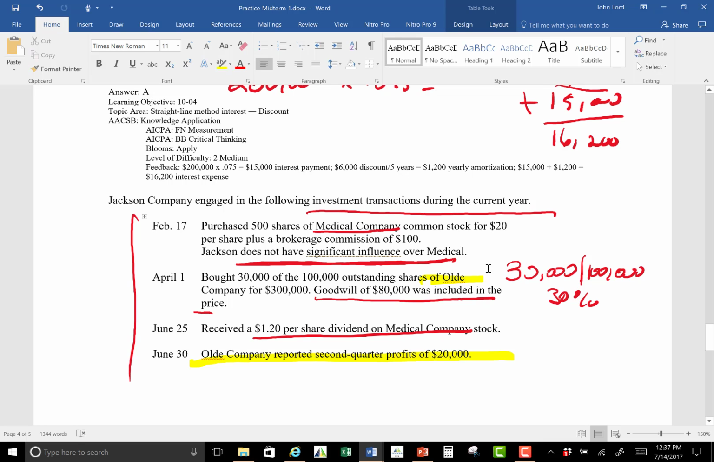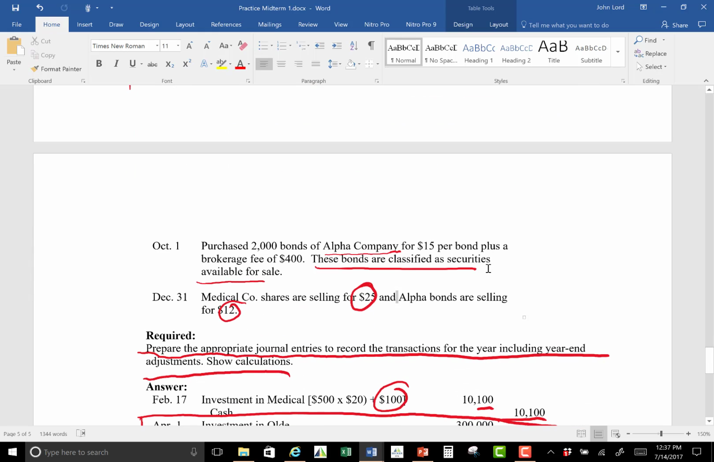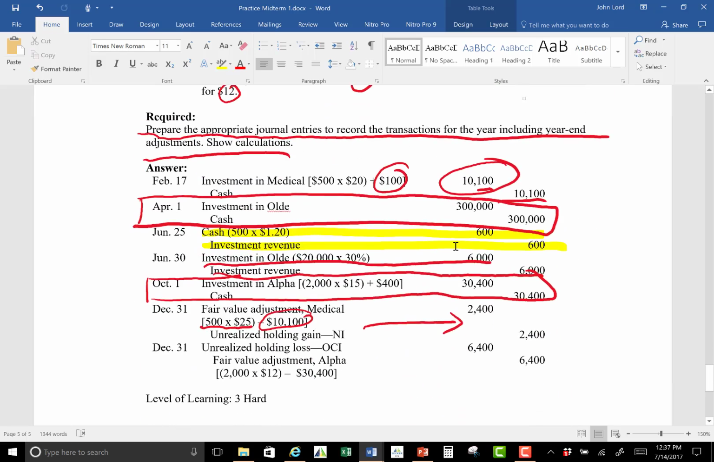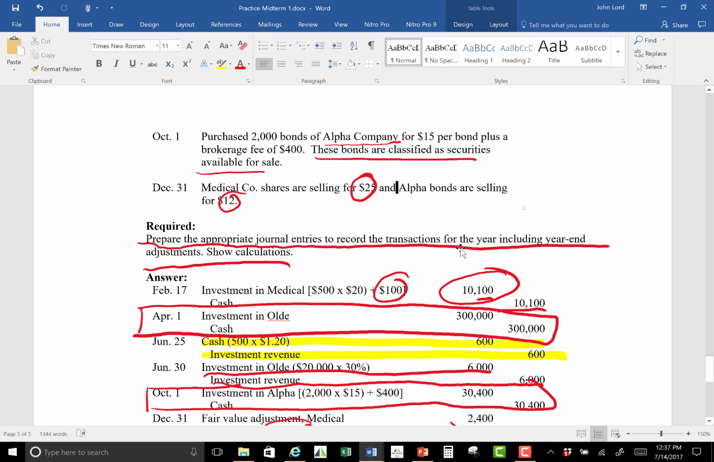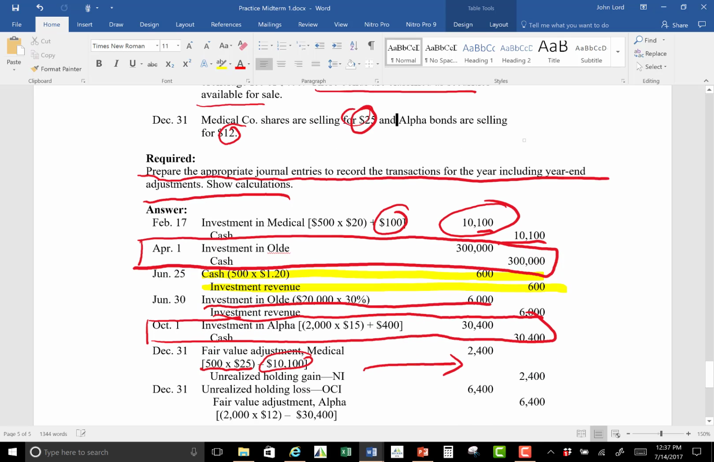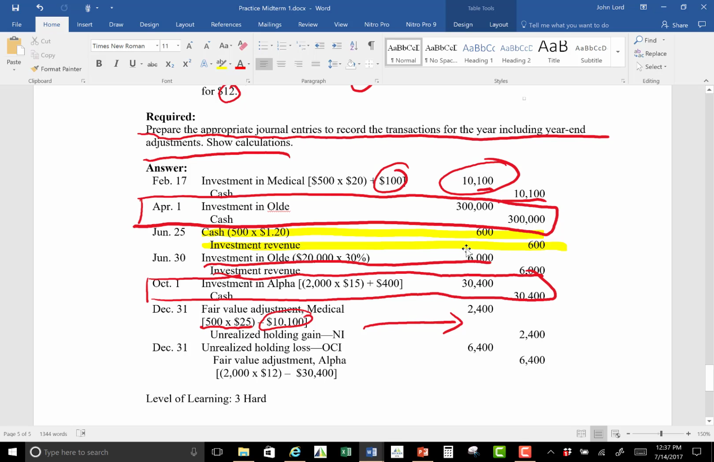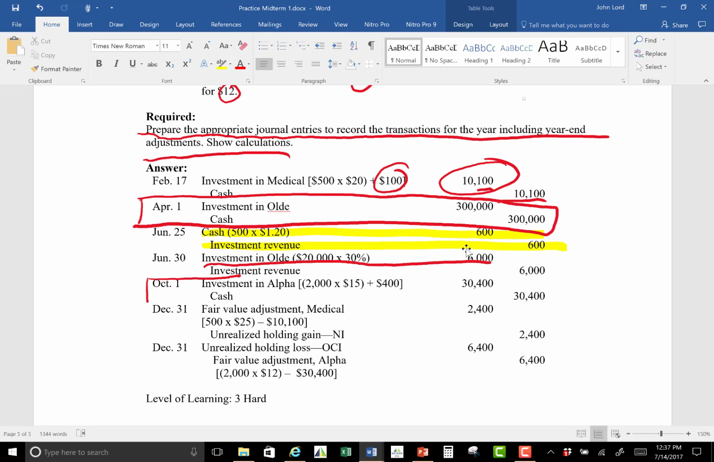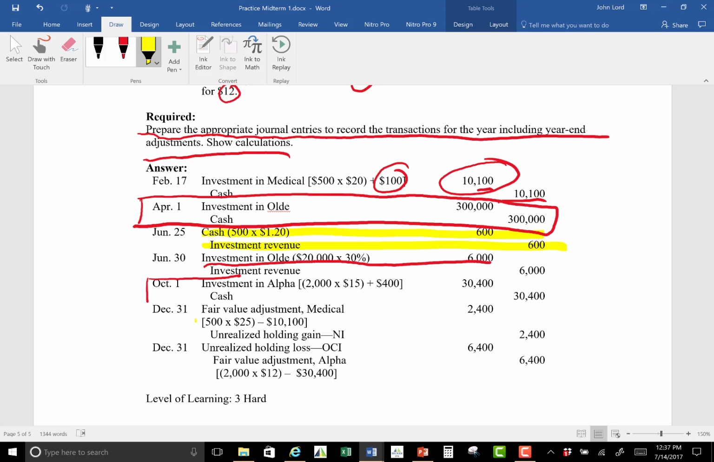But it's what? It's what we paid for it. Remember what we paid for it, right? And the difference between what we paid for that medical stock and what it's trading for now, which is $25 a share times the 500 shares, that difference is going to go to the fair value adjustment account. We'll debit that. I'm going to erase these just so you can see this one better. We're going to debit that fair value adjustment account for that difference and credit unrealized gain, which is going to the income statement, right? Because we backed into it being a trading security.